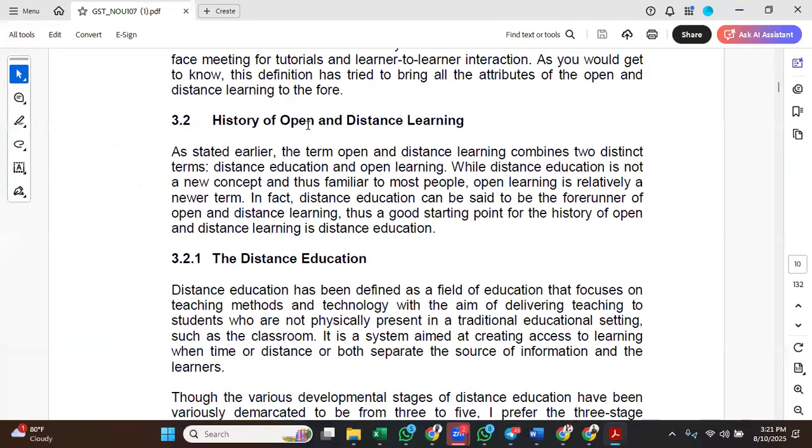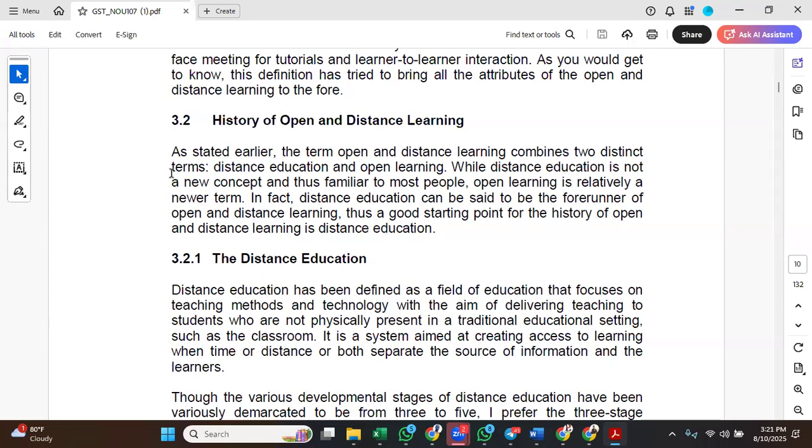Now, history of open and distance learning. As stated earlier, the term open and distance learning combines two distinct terms: distance education and open learning. Now, while distance education is not a new concept and thus familiar to most people, open learning is relatively a newer term. In fact, distance education can be said to be the forerunner of open and distance learning. Thus, a good starting point for the history of open and distance learning is distance education.